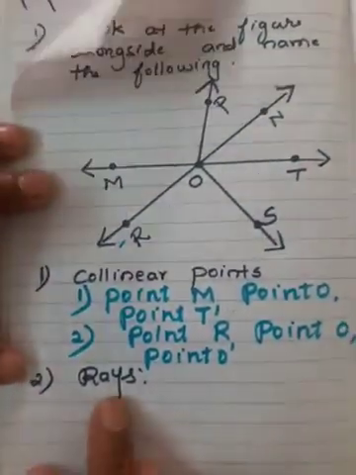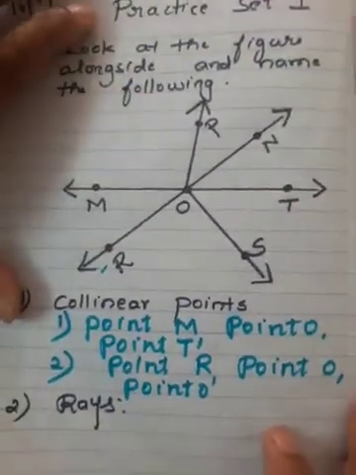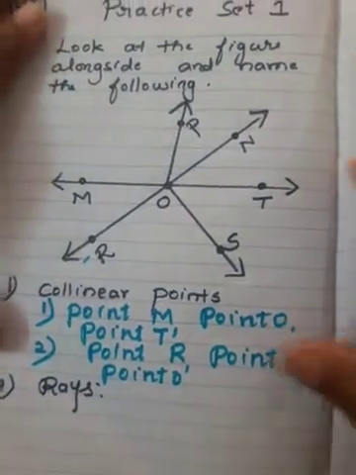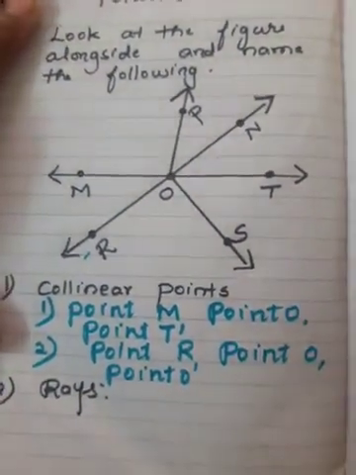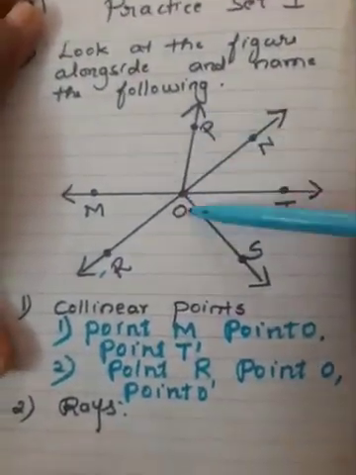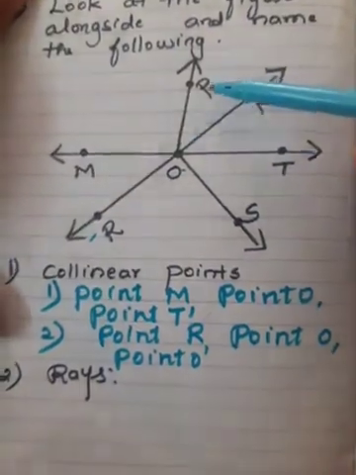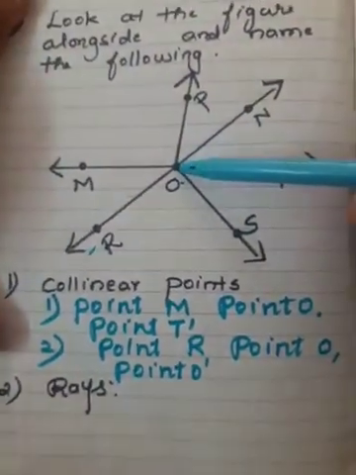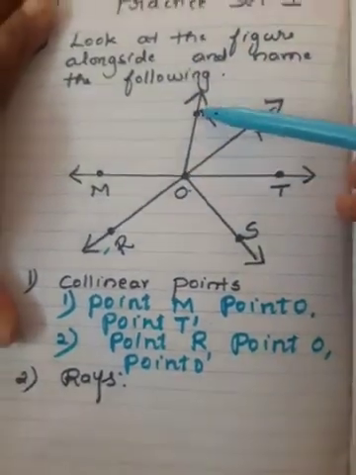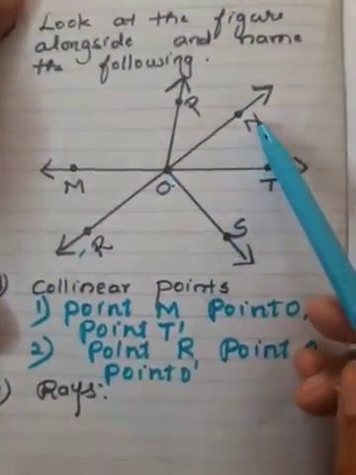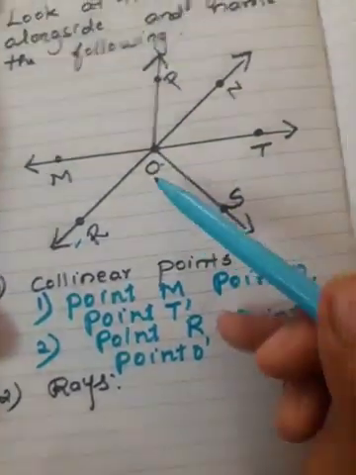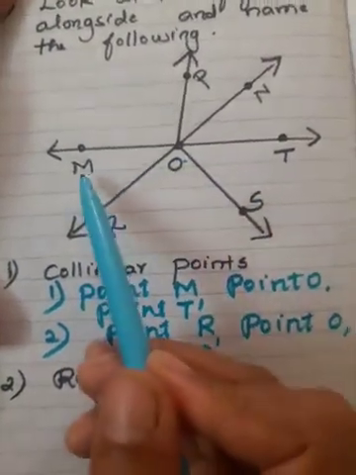Then next question is rays. Name the rays. Ray means what? When the segment is extended only in one direction, then we get a ray. Now look at the figure. Look at this OP. Is OP a ray? Yes, it is a ray. This is the starting point of the ray. And this end is infinite. So ray OP, ray ON, ray OT, ray OS, ray OR and ray OM.